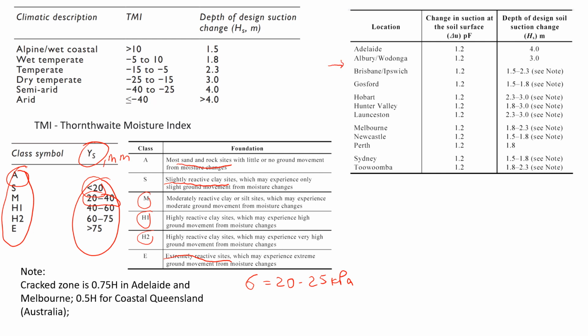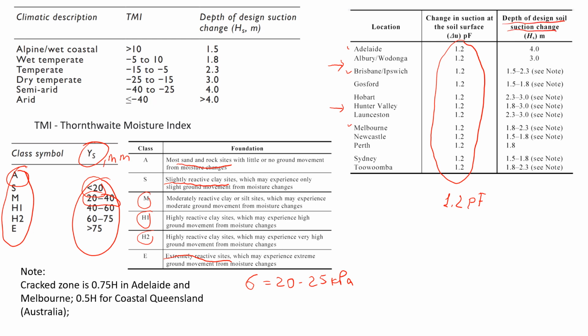So this is the data for different cities in Australia. You will see Adelaide, Brisbane, and Melbourne. This will be the change in suction at the surface, and you see for all cities the recommended value is 1.2 pF. If you don't know how to get pF, just watch my other video. I'm going to put a link in the description so that you can know how to convert suction in kPa to these values in pF. And this one, the depth of this active zone.